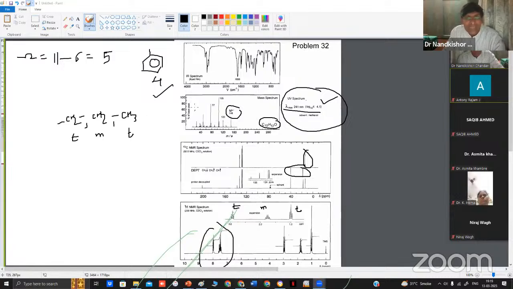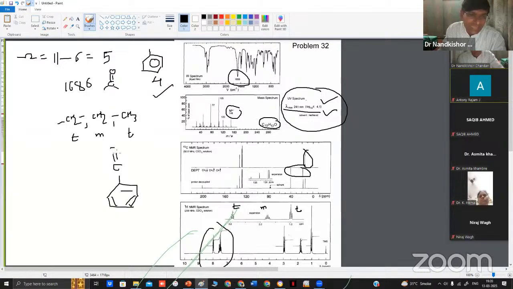Now, what else can we comment on from the IR spectrum? There is a band at 1686. That means a carbonyl stretching frequency is there, and no doubt this carbonyl group should be in conjugation, because the epsilon value is very high. From this, it is very much confirmed that the aromatic ring should be in conjugation with this carbonyl group. So this you can easily comment on. This carbonyl group is in conjugation.